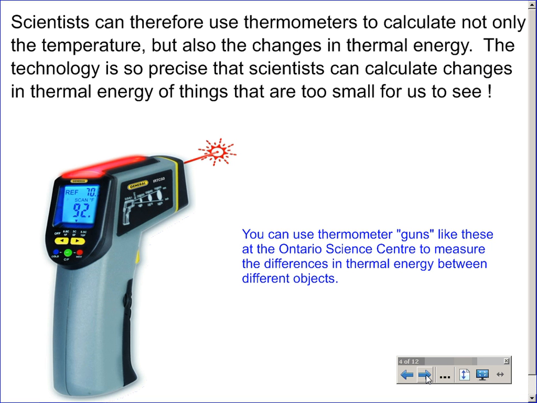You can use thermometer guns like these at the Ontario Science Centre to measure the differences in thermal energy between different objects. And lucky for us, grade 7, we will be going to the Science Centre. I believe it's March 22nd, 23rd, after we come back from our March break. So we should go on a hunt for these thermometer guns.